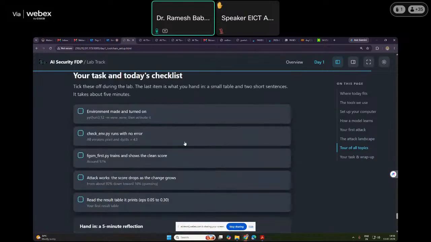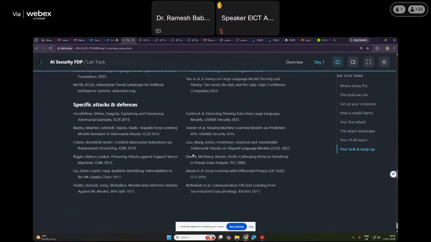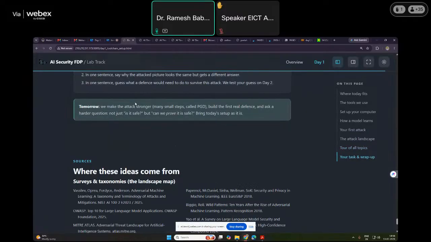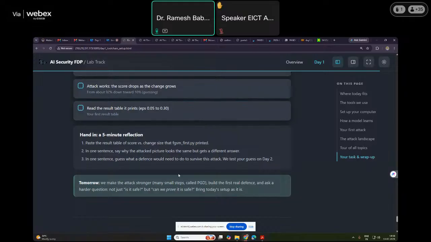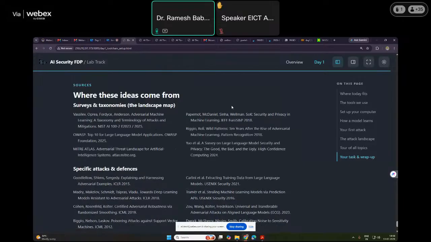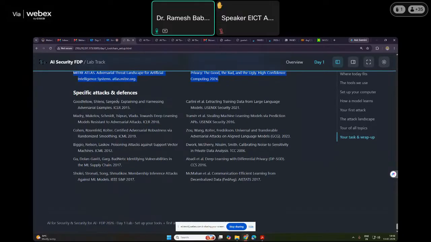PGD attack, we will see this attack tomorrow. And apart from that, we will also build some defenses for how we can defend from PGD and FGSM attacks. So that would be something that we are going to do tomorrow. And also these are the sources which you can refer to: all the surveys and taxonomies you can get here, and specific attacks and defenses you can find here.